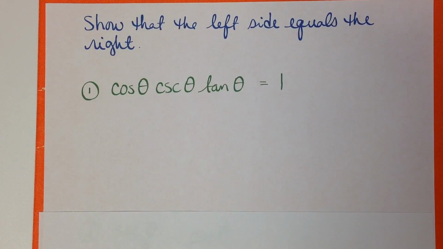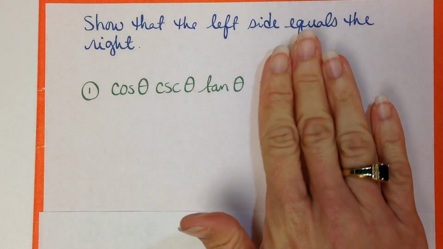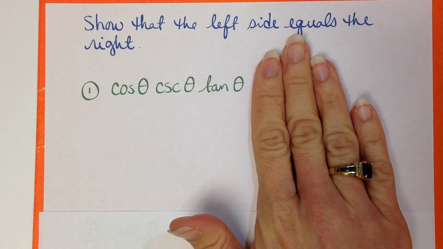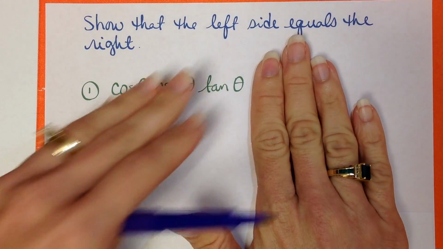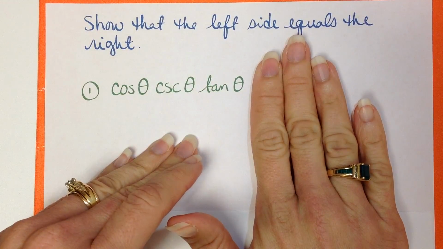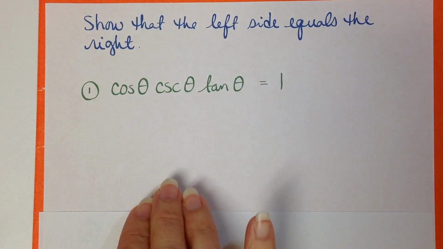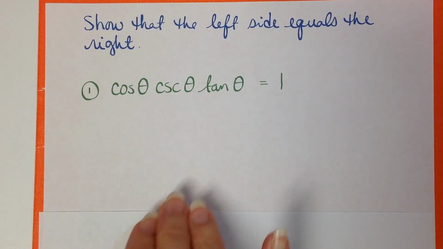simplify it, use your identities, do some simplifying, and prove that that left side will simplify to end up being positive 1. So this is not like solving an equation. You're not going to be moving things from the left side to the right side. Like I said, you're just going to simply totally ignore the right hand side, do what you can to this left hand side, but when you're finished it should come out to be equal to positive 1.